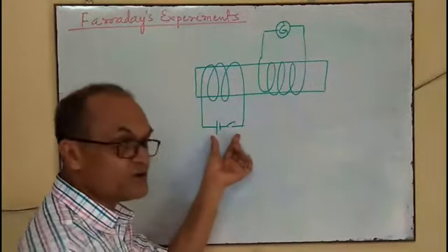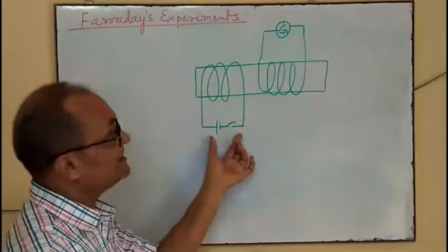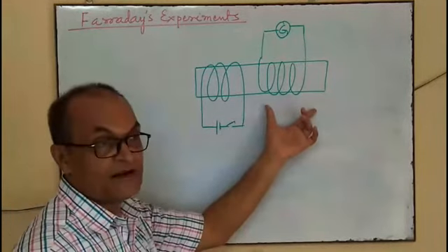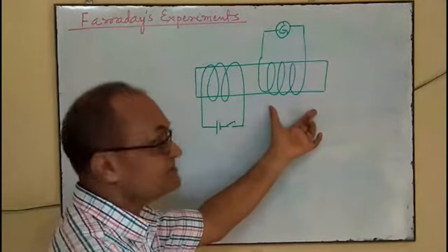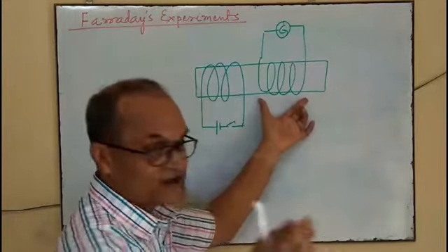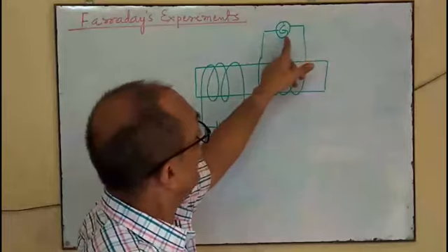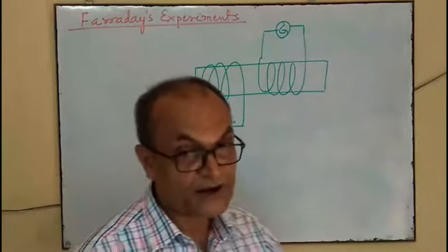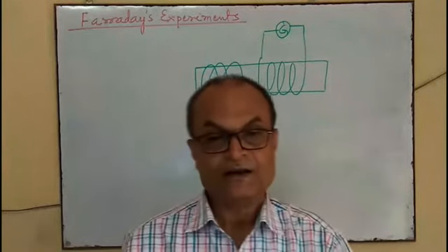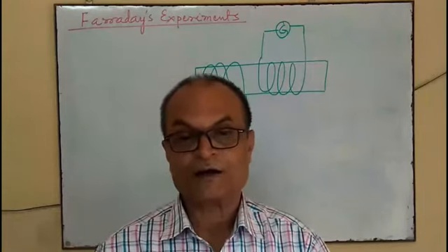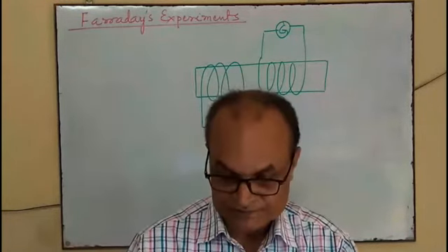When we switch off, there is a change in the magnetic field lines passing through this coil from maximum to zero. So there is a deflection again in the galvanometer, but in both conditions we will find that the deflections are in opposite directions.